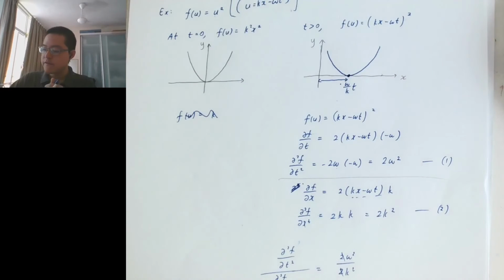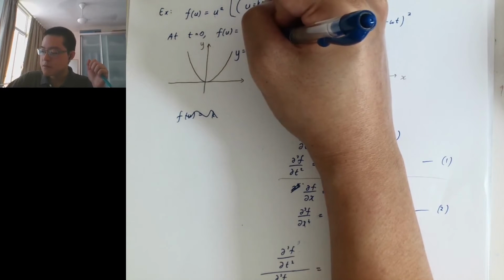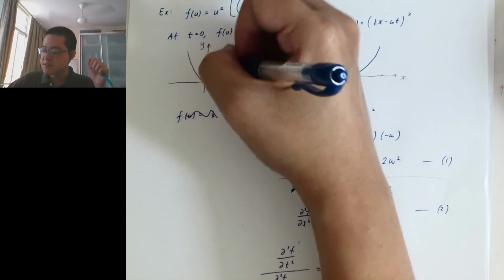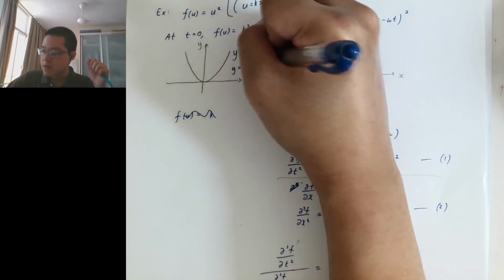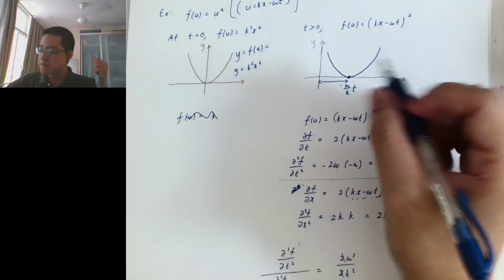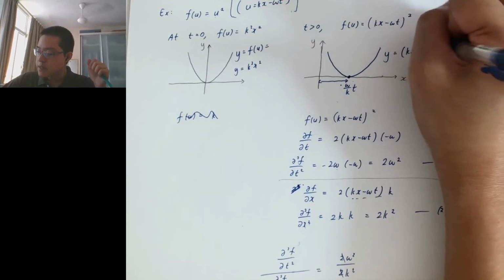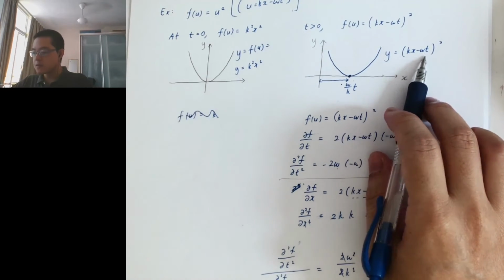Okay, so I have y equals f of u. At t equals 0, it's just y equals k squared x squared. Because if t is non-zero, then y equals (kx minus omega t) squared. When t is 0, the omega t term is not there, that's why you get k squared x squared.